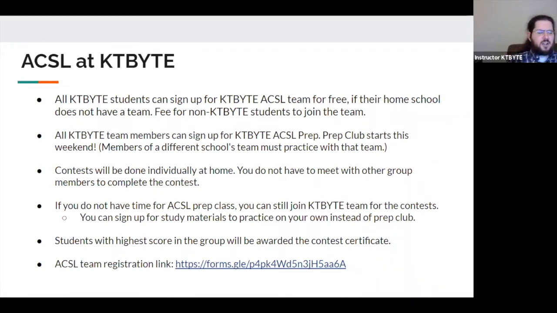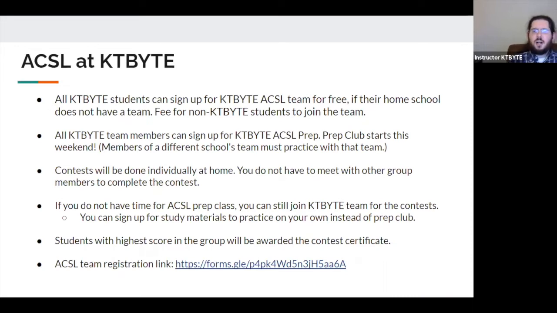There is a restriction on the preparation materials being shared with people outside of the school's team. So if you are participating at a different school, you do have to train with that team, unfortunately, due to the ACSL rules. Oh, and one other rule I should have mentioned is if you go to a full-time high school that does have an ACSL team of their own, you do need to participate in that one. They still want to have that focus on your main school. So Katie Byte's team is intended for students who don't have access to that to be able to participate through us.